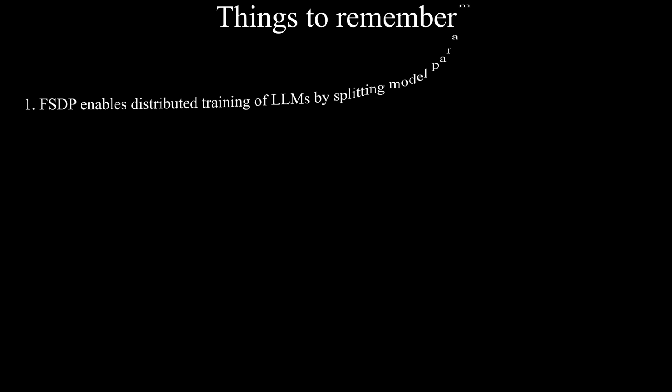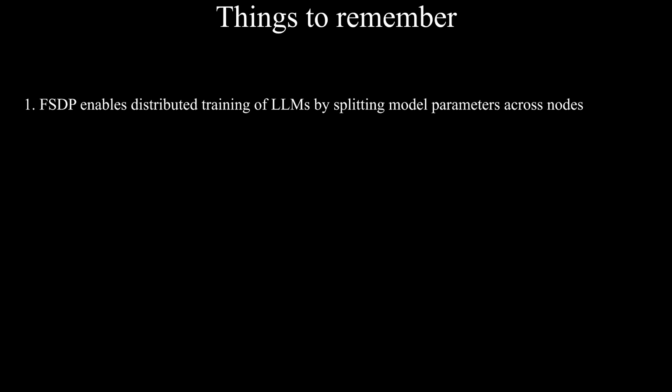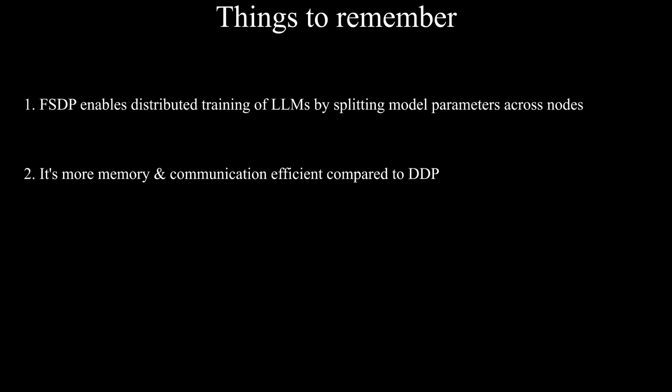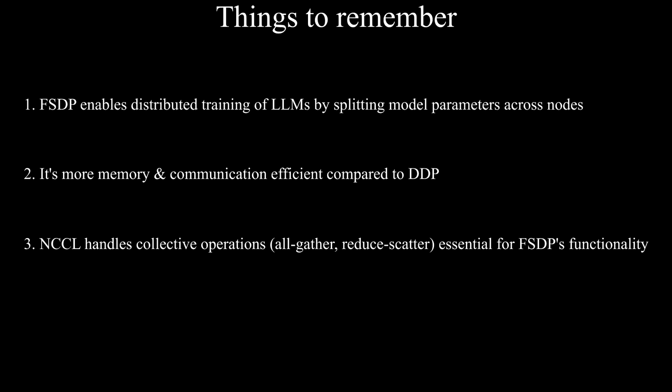And as always, here are 3 things that you need to remember from this video. FSDP made training LLMs possible using distributed computing by sharding the model parameters across each node. Unlike distributed data parallel, or DDP, it reduces memory footprint and communication overhead. NCCL plays a crucial role in performing operations like all-gather and reduce-scatter, which made this algorithm work seamlessly.